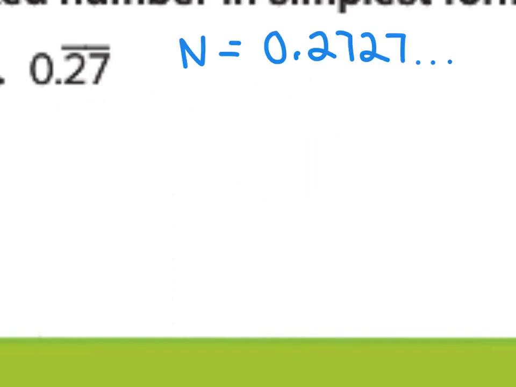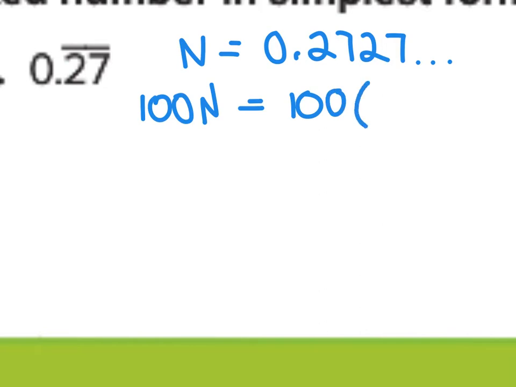We'll let n, our variable, represent our bar notation. And remember that because the bar notation goes over both the 2 and the 7, that means the 2 and the 7 are repeating themselves. 2, 7, 2, 7, 2, 7, and we'll continue on. Okay? And because it's in the hundredths, now we're going to multiply both sides by 100. Okay? So we're going to multiply both sides like so.